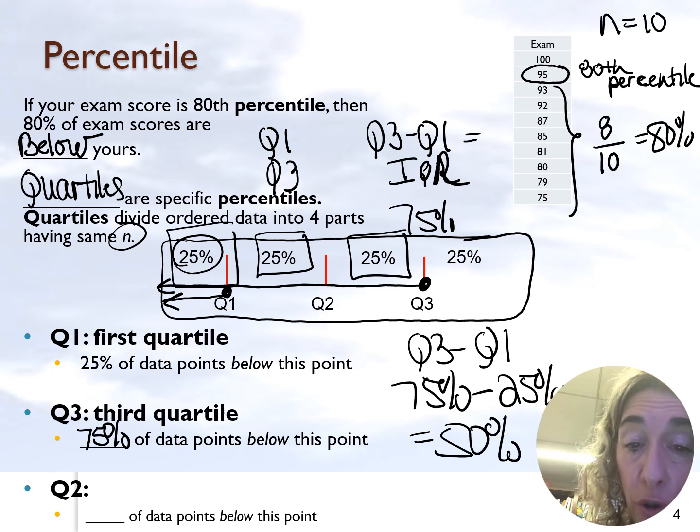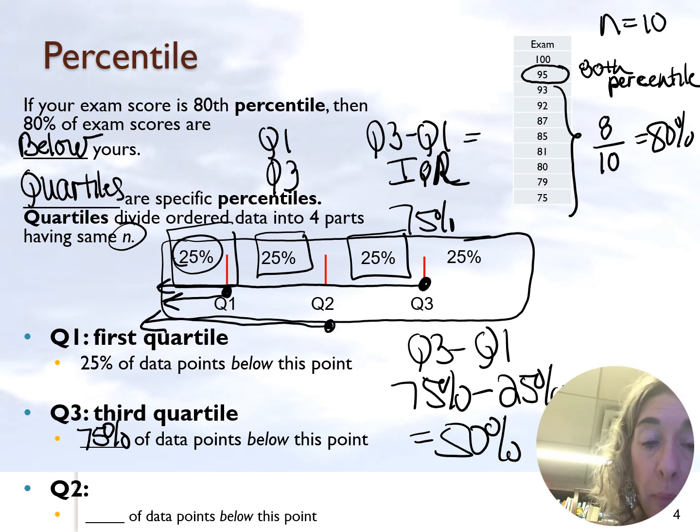Q2 here in your data is the point in your data such that 50% of the points are below it, right? So it would be 25 plus 25. Q2 is also known as the median, or the middle point.